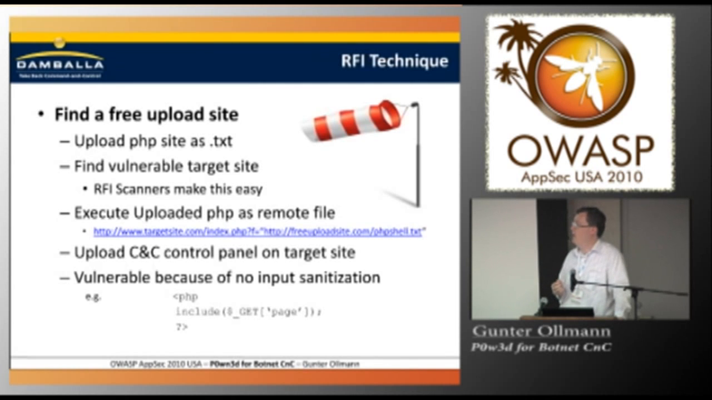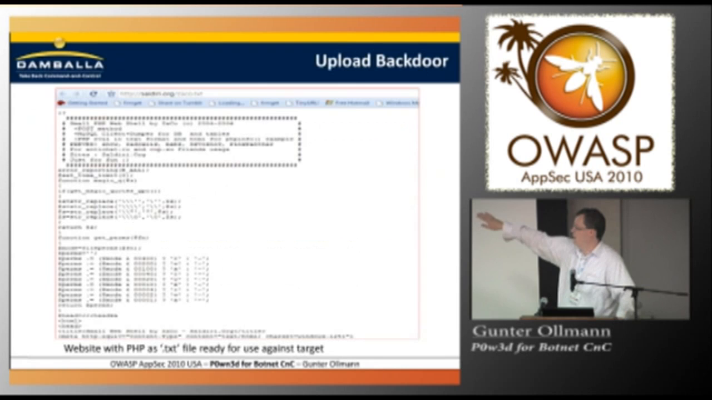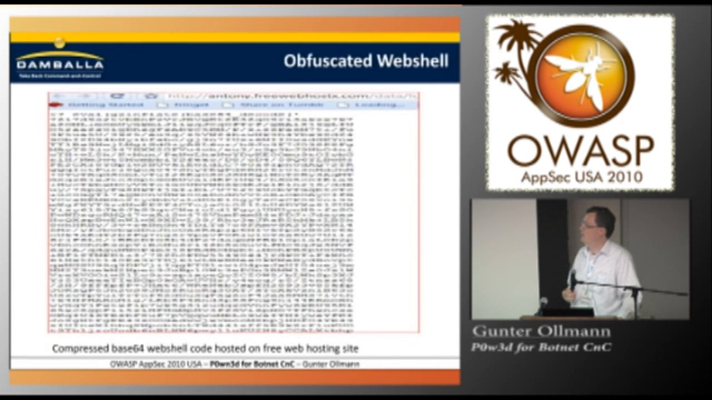You'll run an RFI scanner against a particular target, look for the URIs that are going to be potentially vulnerable. It will automatically insert your free link. So for example here, the tail end of this URL, freeuploadsite.com, phpshell.txt, and will inject into all those pages that it thought was vulnerable. And eventually what will happen is that because of no input sanitization on these vulnerable RFI URLs, you will actually end up with a full interactive command shell running on the machine.